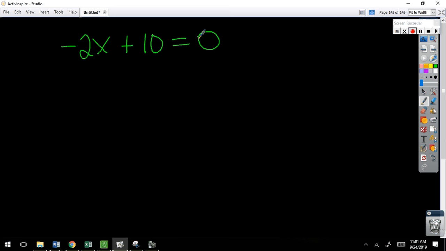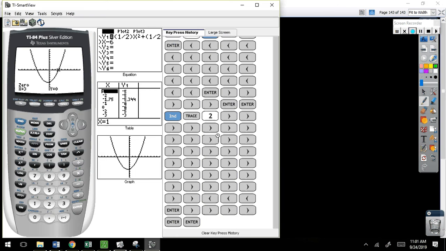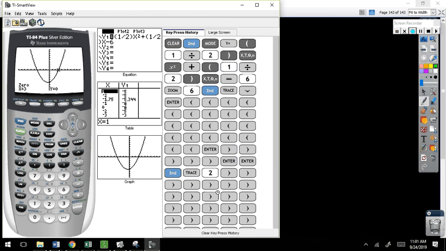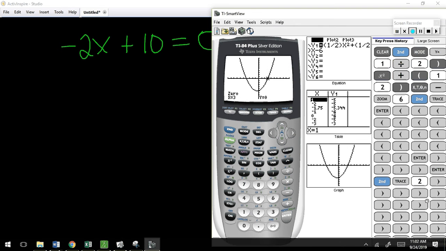So what are you going to do? I'm going to say find the roots by graphing. Wait, what does root mean again? Root means x-intercept. Root, zero, solution, x-intercept, those are all synonyms.